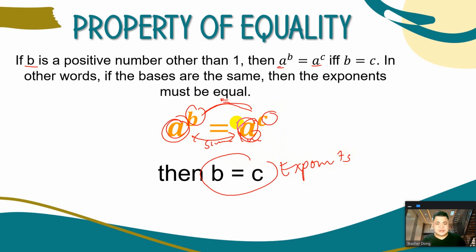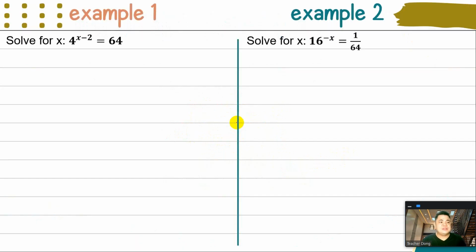For you to better understand this, let's have the following example. First example, we are going to solve for the solution set or the value of x. So solve for x in the equation 4^(x-2) = 64. So how can we apply the property of equality here? Just remember that we have to have similar bases. In this case, we have 4 and 64 as the bases.